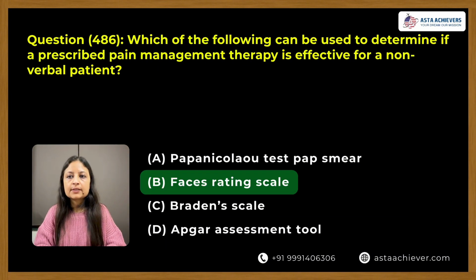Question number 486. Which of the following can be used to determine if a prescribed pain management therapy is effective for a non-verbal patient? Option A, pap smear. Option B, face rating scale. Option C, Braden scale. And option D, Apgar assessment tool. So option B, face rating scale, is the correct answer.